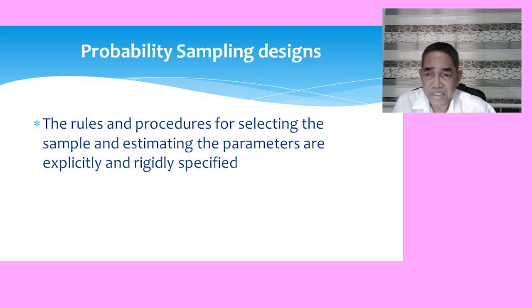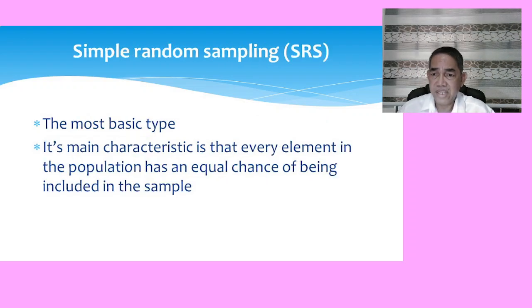Now, this brings us to the probability sampling methodology, where the rules and procedures for selecting the sample and estimating the parameters are explicitly and rigidly specified. This is actually the scientific way of getting your samples. The most basic type of this different probability sampling methodology is the simple random sampling, that's SRS.